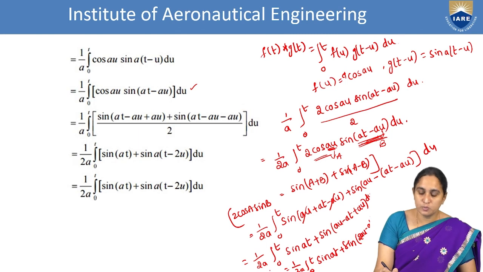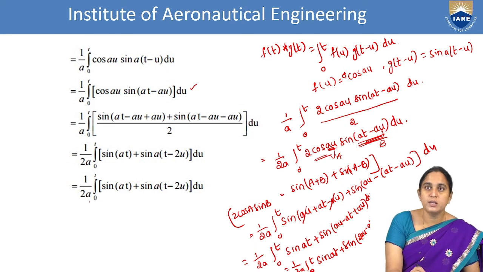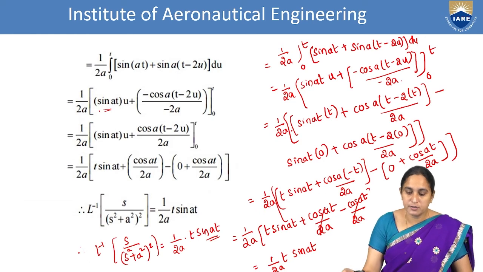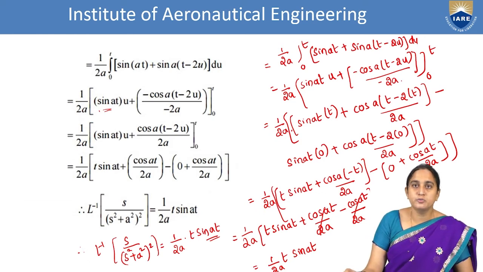That is equal to 1 by 2a. Here minus au plus au cancel. That is sin at plus here sin au minus at plus au du. That is 2au minus at du. From that is 1 by 2a into integral 0 to t sin at plus sin a of t minus 2u du. From that, now integrate with respect to u, that is 1 by 2a into integral 0 to t sin at plus sin a of t minus 2u du.